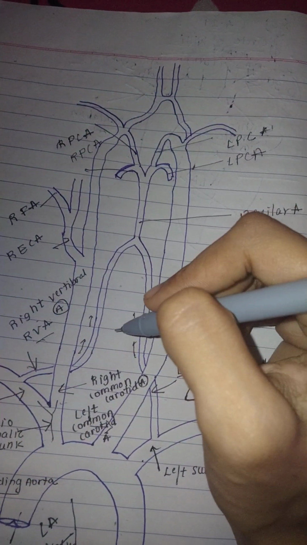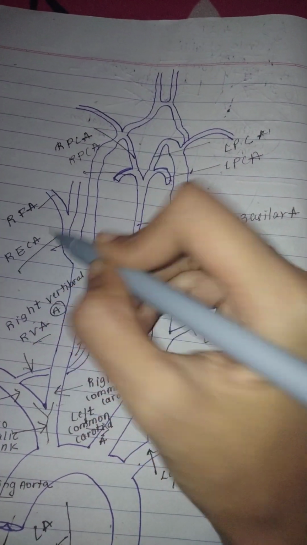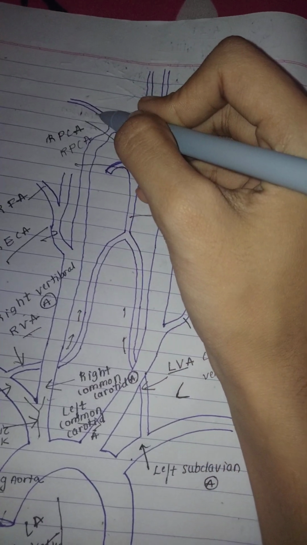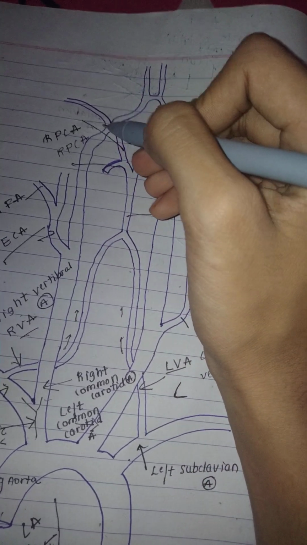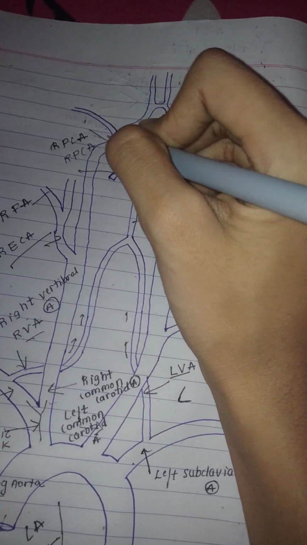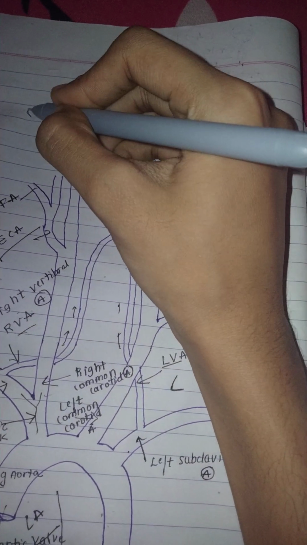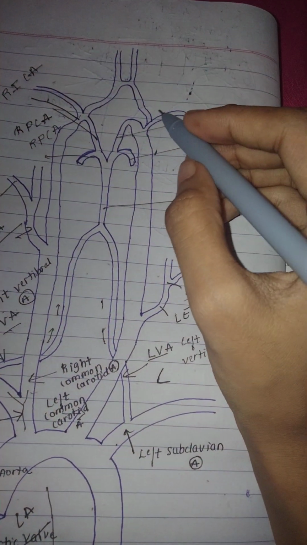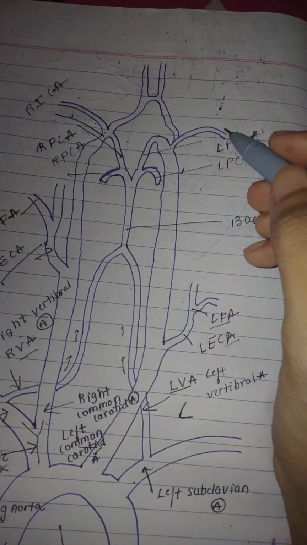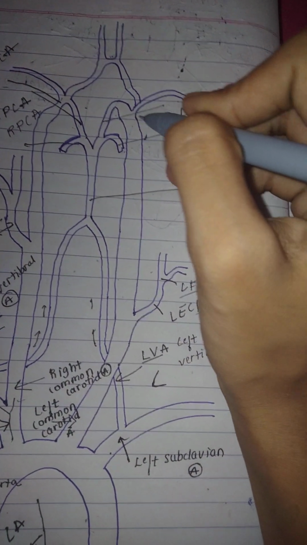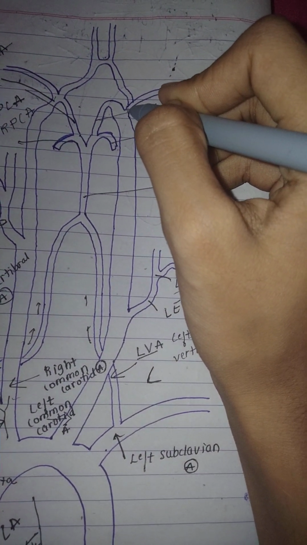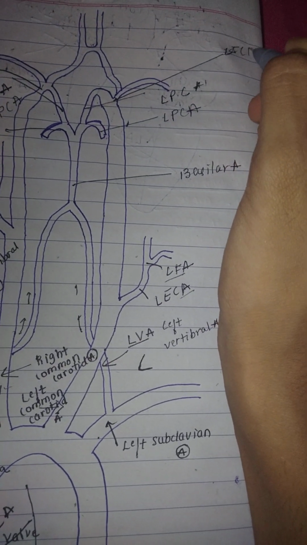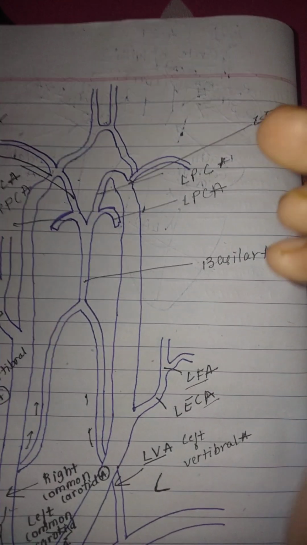Now here we had seen the right external carotid artery. Now here we will see the right internal carotid artery. Right internal carotid artery. Yes, and in the same way, on the left side also we can see. This is called the left internal carotid artery, right?